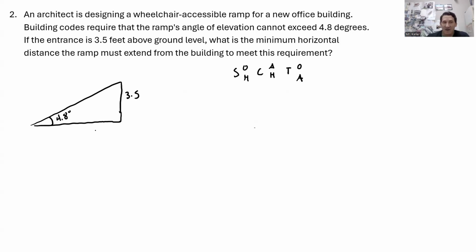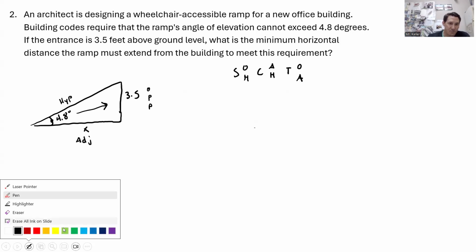Horizontal is flat, left or right. So we're trying to find this side here. So let's start off, label our sides. So the ramp here is going to be the hypotenuse. Our eyeball in the angle, the eyeball is looking at the opposite side. And then the side left over is the adjacent.